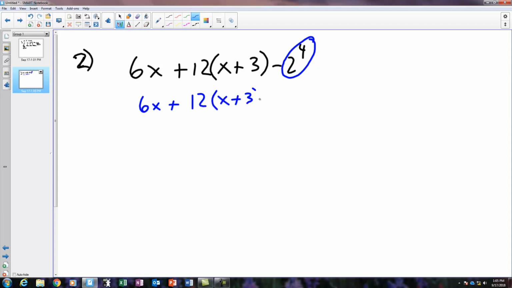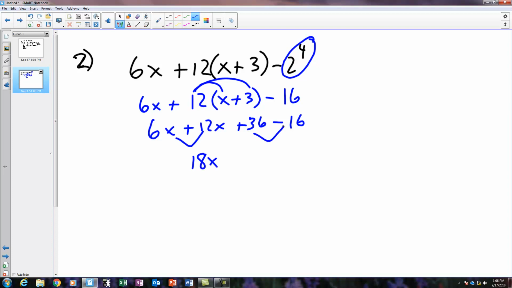And so 2⁴ in my calculator or done by hand should come out to 16. Now I'm past exponents, I'm looking at multiplication and division. This right here, this distribution, is a form of multiplication that I can do right now. Meaning I'm going to have 6x plus 12x plus 36 minus 16. And now I'm looking at just addition, subtraction of like terms. It's going to give me 18x plus 20. So there's the answer to 2.